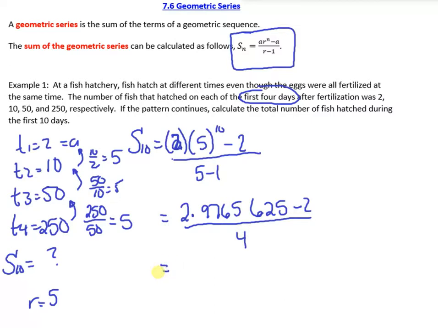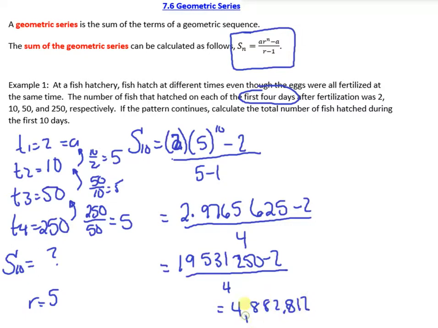So let's multiply that by 2. If you want to see all the work, it's 19,531,250. Subtract 2, and then divide by 4. I get 4,882,812. There we go. So therefore, in the first 10 days, 4,882,812 eggs hatch.